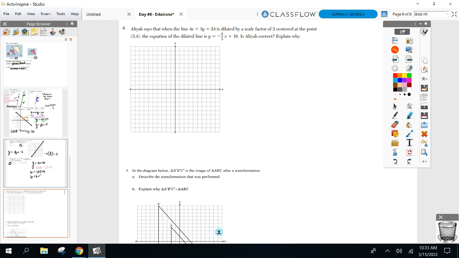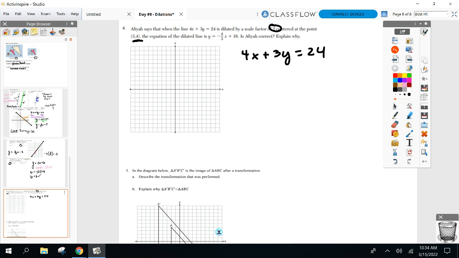So here's Aaliyah. 4x plus 3y equals 24. We're going to dilate it by 2 at the point 3, 4. What's she saying? That's the new equation. Is she correct or not? Well, hey, let's just try out what I just showed you guys. Can we just test if 3, 4 is on the line or not without graphing? Even though I provided graph paper. Here, let me show you.